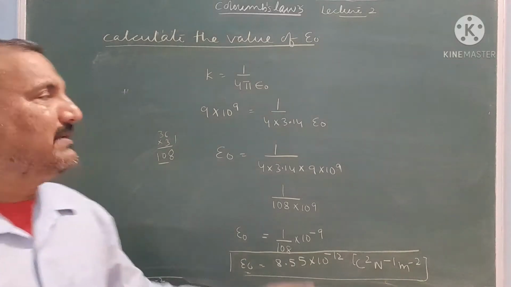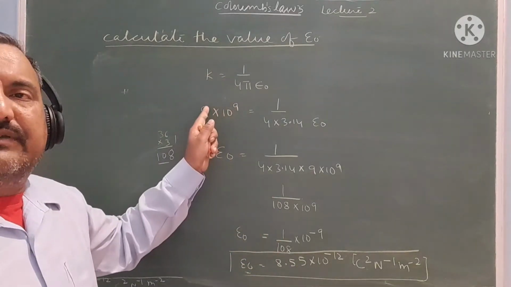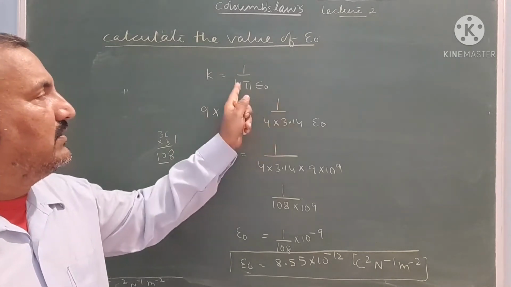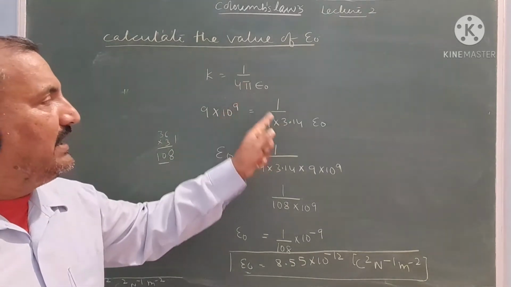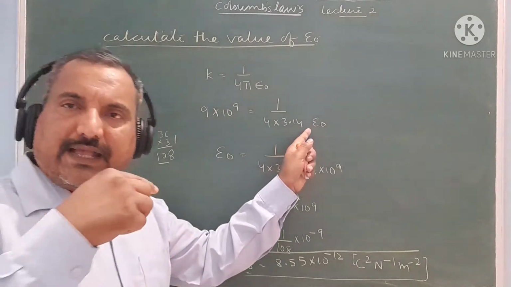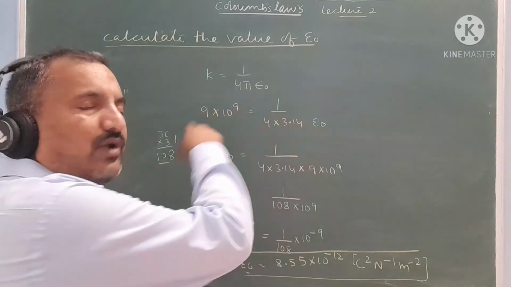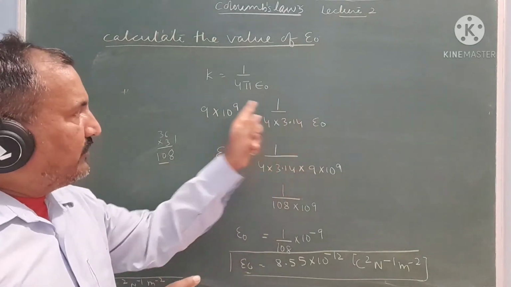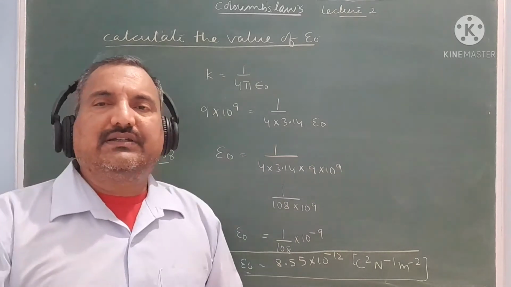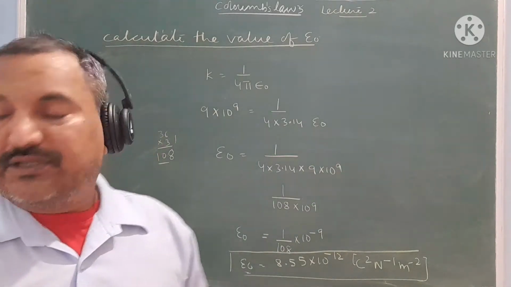Okay, very simple. The value of K is given, that is 9 into 10 raised to 9, which is equal to 1 upon 4 pi epsilon 0, with the value of pi 3.14. We have to find epsilon 0, so you have to cross multiply. Epsilon will go there and this value will come down and you can simplify. So that is the value of epsilon.